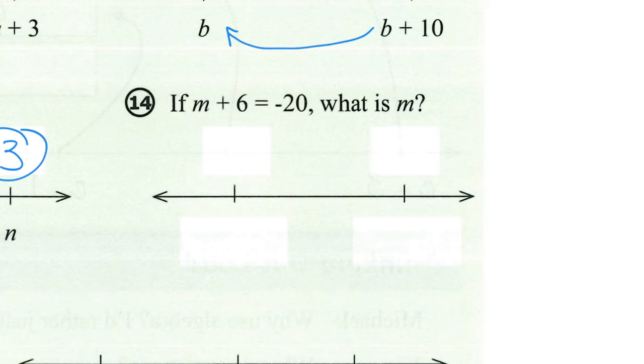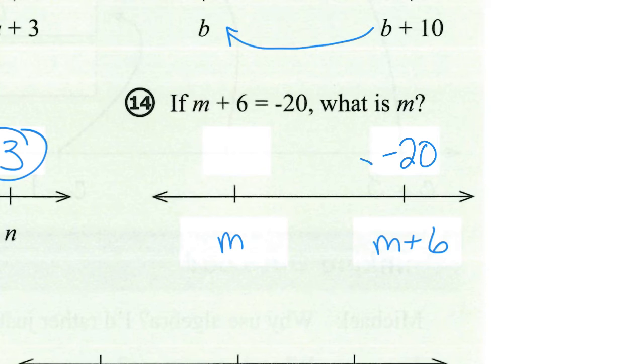Okay, to get number 14 set up, we have m and we have m plus 6. So I'm going to set them up this way because my m plus 6 needs to be greater than m. And I know that m plus 6 equals negative 20. So those two are together. So now figure out what m would be.